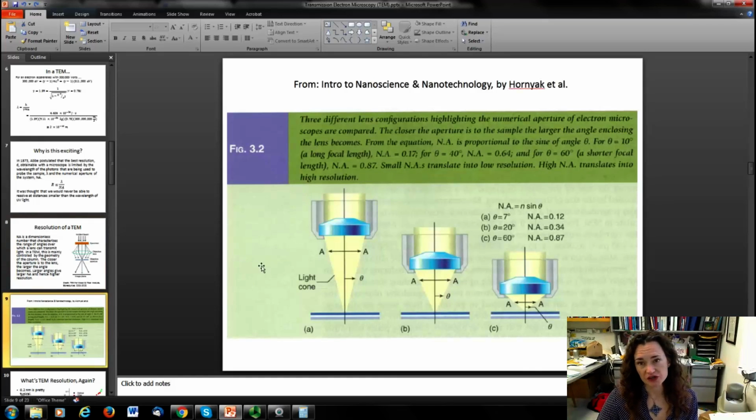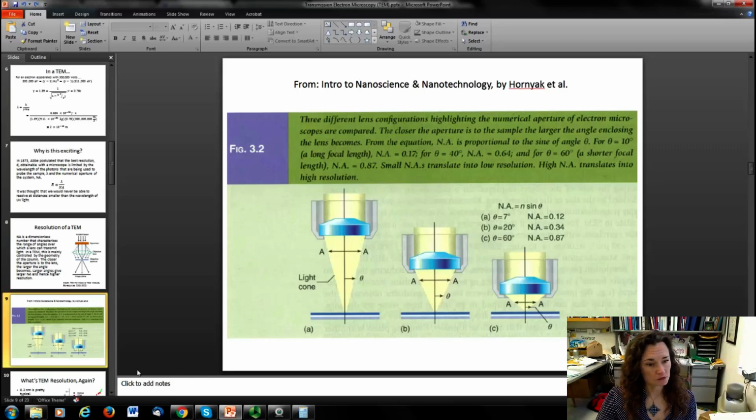Just to show you, here's an image from your text, Nanoscience and Nanotechnology. There are 3 different lens configurations that illustrate why the numerical aperture would be controlled by the geometry. The closer you have that aperture to the sample, the larger the area enclosing that lens becomes. For an angle subtended of 40 degrees, you get a numerical aperture of 0.64, and for 60 degrees, you get a numerical aperture of 0.87. So you can see your numerical aperture goes up as your angle goes up, and that controls the ultimate resolution.